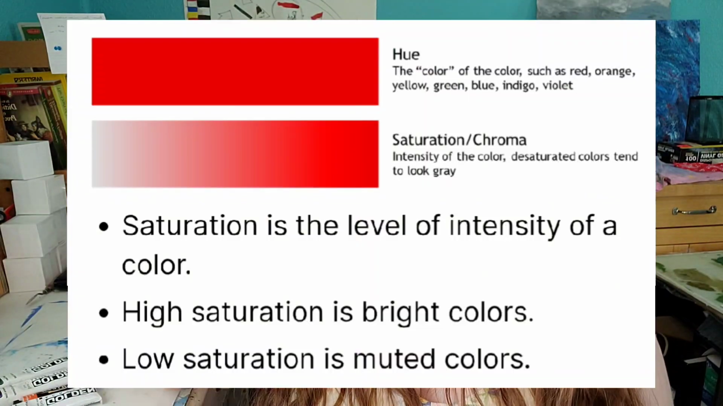Saturation refers to the intensity of the color. A highly saturated hue is going to be bright and vibrant. A less saturated hue is going to be more muted, a little bit more gray toned.